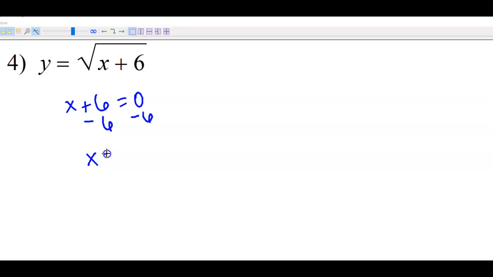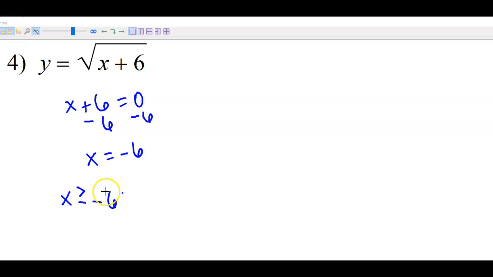So x equals negative 6. When x equals negative 6, if I were to plug an x of negative 6 in here, that's giving me negative 6 plus 6 underneath the radical, which is the square root of 0. The square root of 0 is just 0, so that one's defined. If it's bigger than negative 6, like if I put negative 5 or negative 4 in here, negative 5 plus 6 is a positive 1, negative 4 plus 6 is a positive 2, so anything bigger than negative 6 is going to give me values that are real numbers for y.